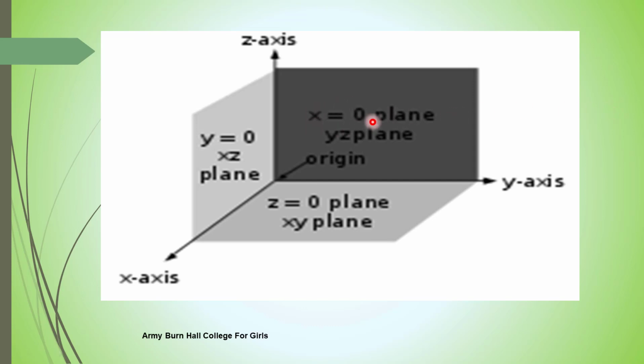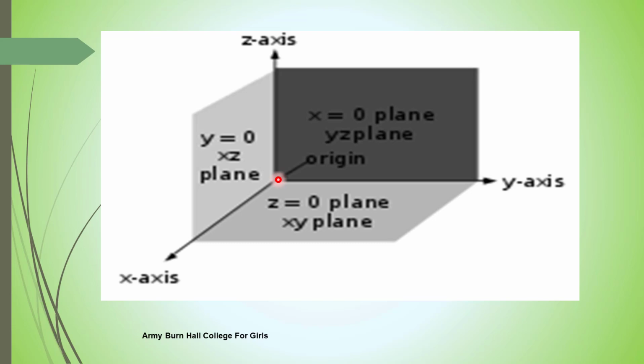Okay, x equal to 0 is the yz plane. You can see here this is the x axis and this is the z axis, that's why it is the xz plane. This is the x axis and this is the y axis, so it is the xy plane. This is the z axis and this is the y axis, so this is the yz plane. So these three planes are mutually perpendicular to each other, and the central point is the origin.